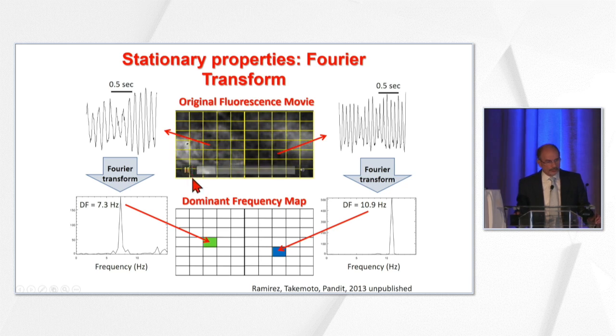So in the frequency domain, to look at the stationary properties, here is a movie. Each pixel is a time series. We apply the Fourier transform to determine the frequency at which the power is maximal, and we reassign that frequency as the dominant frequency. Then we color-code it to get the dominant frequency maps.